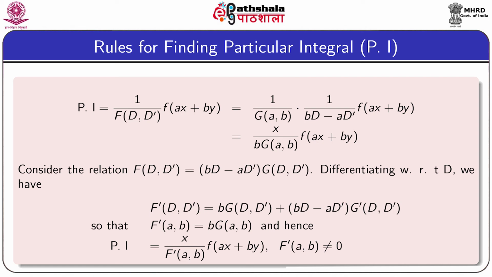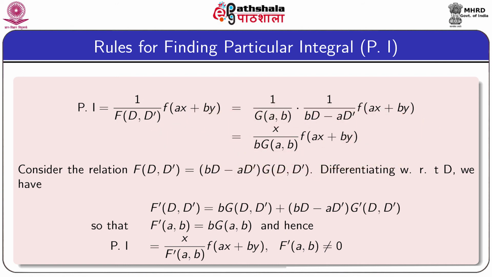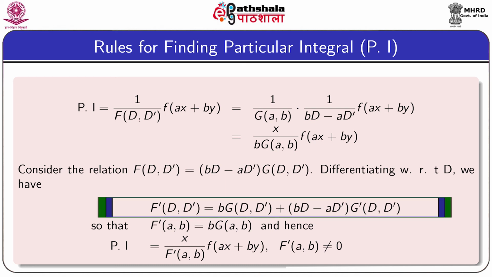So, the particular integral for this case becomes x by b g(a, b) into f(x plus by). Now, think about the expression for capital F, which is (b D minus a D dash) into g. Now, if we differentiate the function F with respect to D, we get F dash(D, D dash) equals b g plus (b D minus a D dash) into g dash.